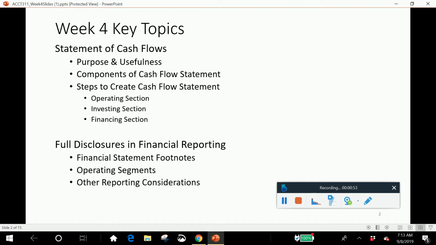And then our second topic for this week is full disclosure and financial reporting. And this is going to look at financial statement footnotes and what footnotes are required. We're going to look at how companies determine their operating segments, and then we'll also look at other reporting considerations.